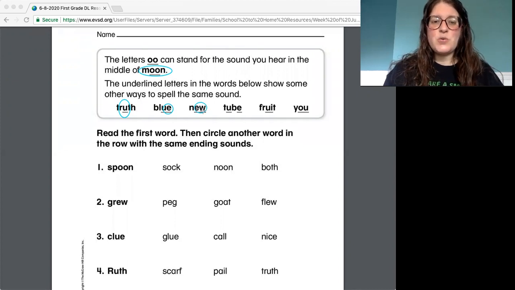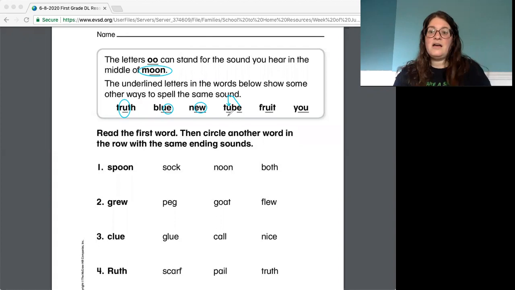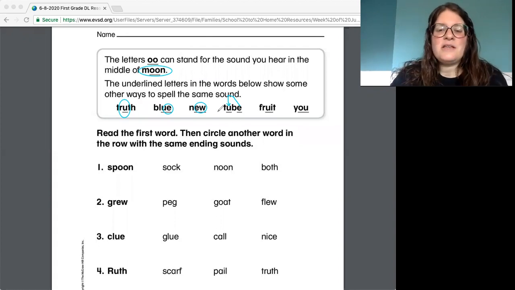EW, as in new. And you can sometimes get tapped on the shoulder by E to say your name, U. That's the long U sound, tapping the shoulder of the letter U to say ooh instead of uh, which is the short U sound. So this would be tube. And then we've got yet another way to spell that ooh sound, UI, fruit. And last but not least, we have OU, which usually says ow. We talked about that a different week. This week it's going to be saying ooh, as in you.